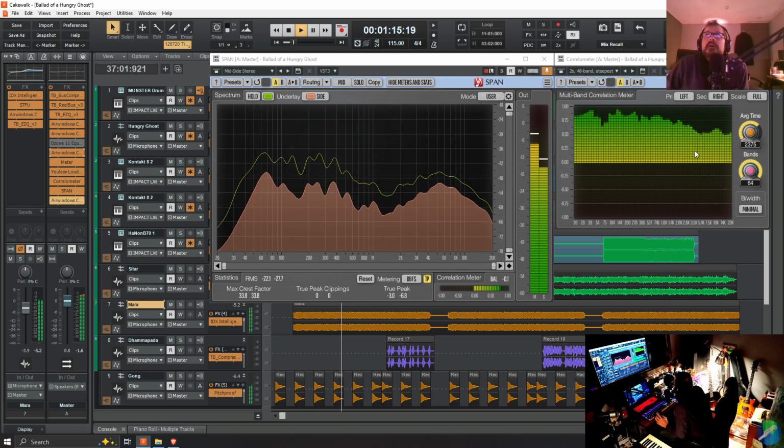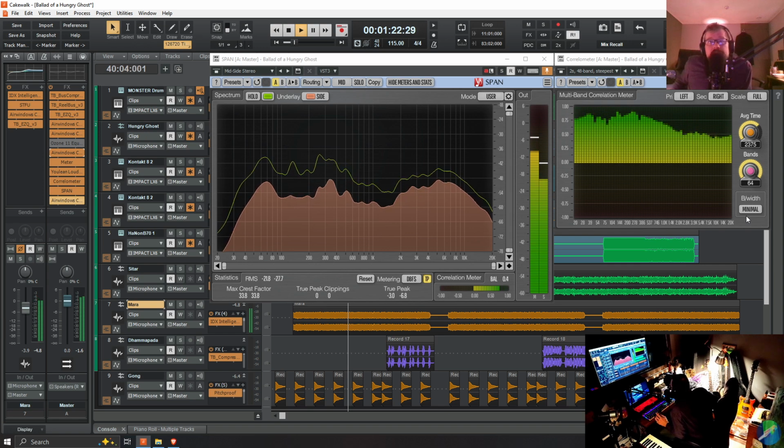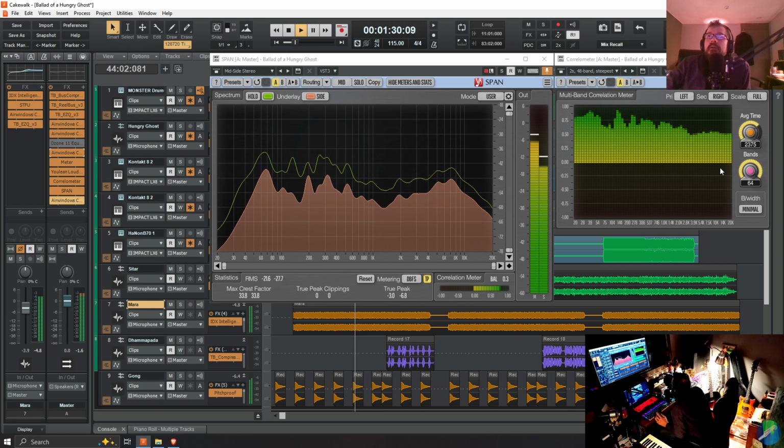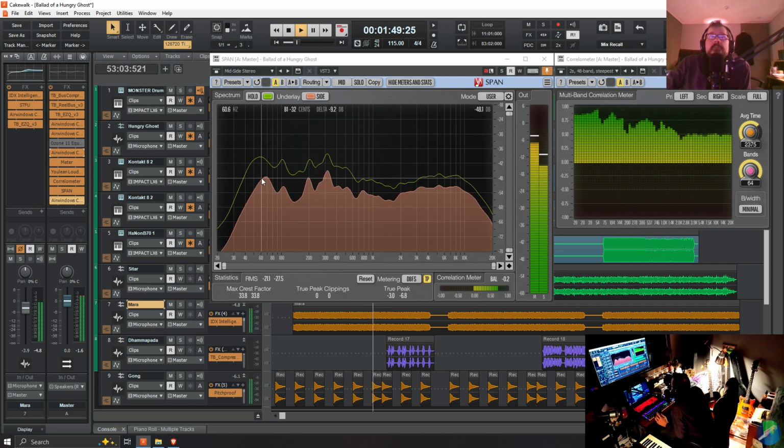There. No downward spikes. I'm doing better than the Smashing Pumpkins, Cherub Rock. Okay, well there's one over there. Very brief right there. But it's basically, and so you can see quite a bit more space between mid and side over here.